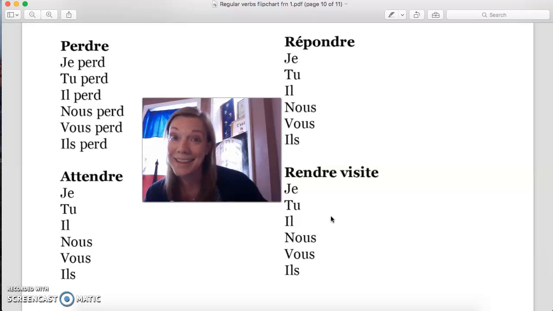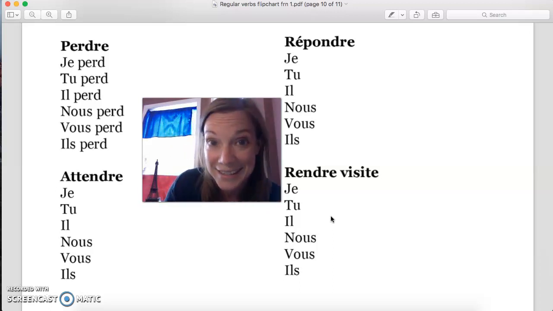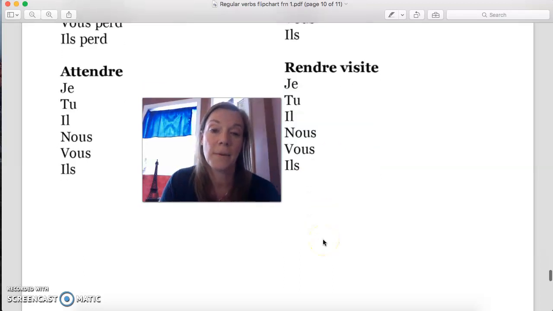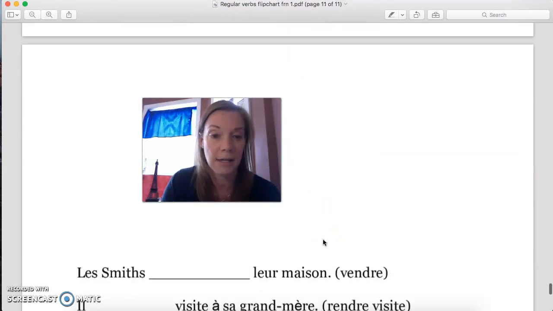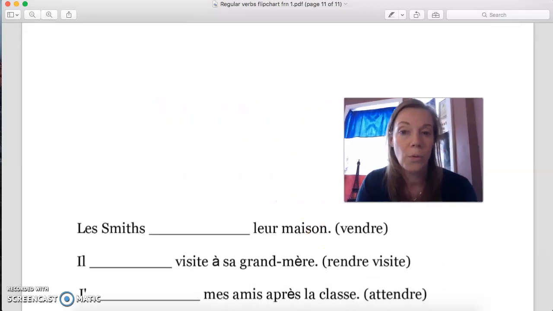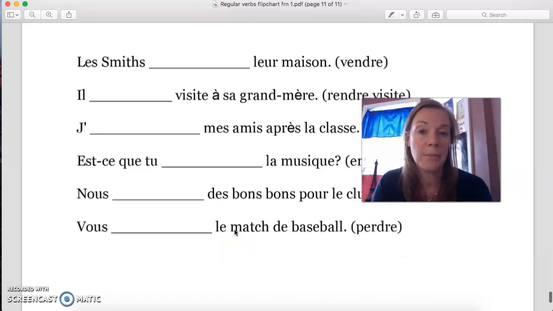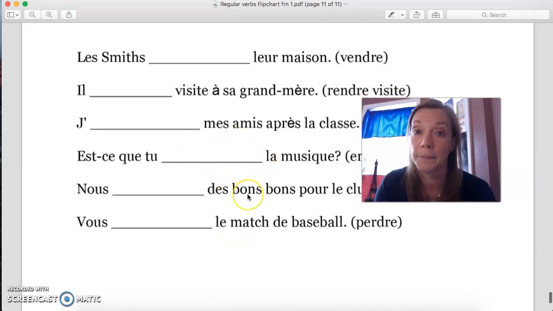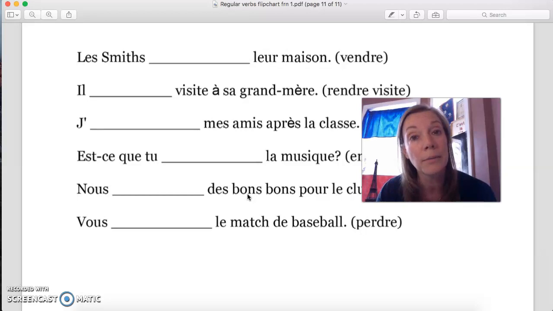S, nothing, ONS, easy. And then check out the extra practice right here. Just the same thing as up above, where you are filling in the blank with the correct form of the verb. Seems like a lot, but I hope it goes pretty quickly for you because there's a lot of repetition. And the more you repeat these verb conjugations, the more you will remember them.